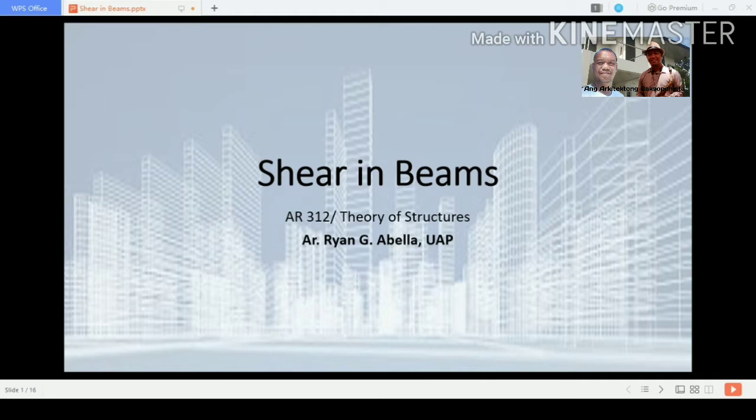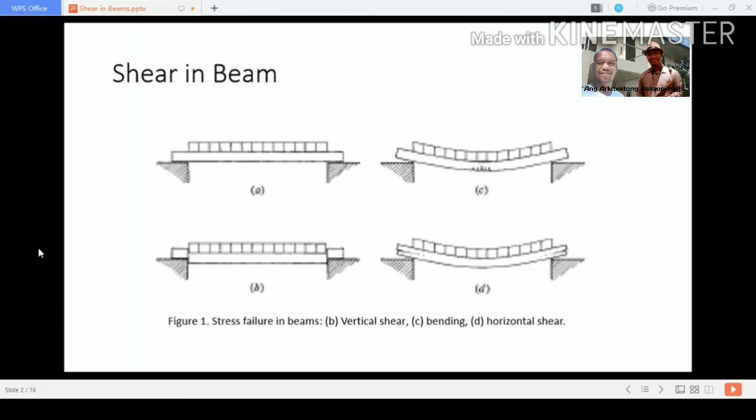Abelia. And now, we are discussing about the shear in beams. Okay, so we have the stress failure in beams. So in figure 1.A, it represents a simple beam with a uniformly distributed load over its entire length.